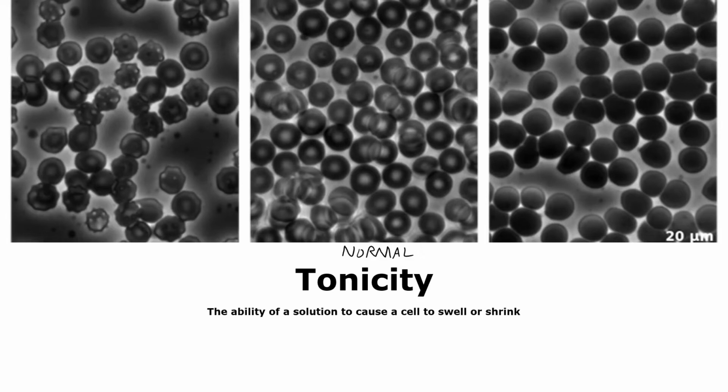Over here, instead of donuts, they kind of look all swollen up. Right? They're swollen. It looks like water has leaked in and made the cell swell up where it doesn't have that donut shape, but it's got kind of a soccer ball shape to it, or a balloon shape, a water balloon, more than a normal red blood cell should.